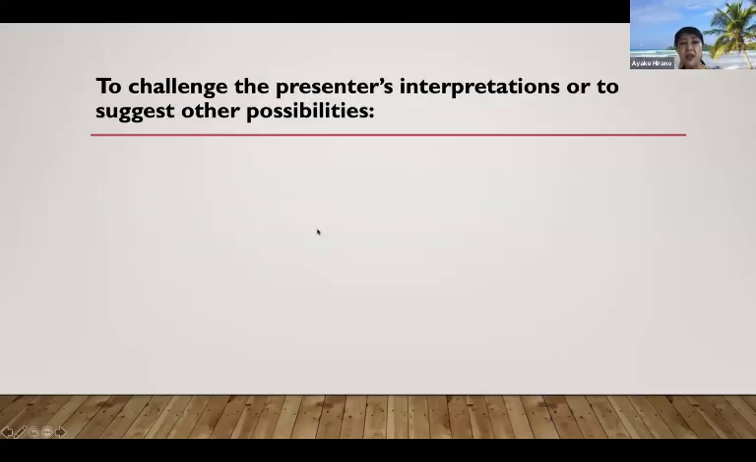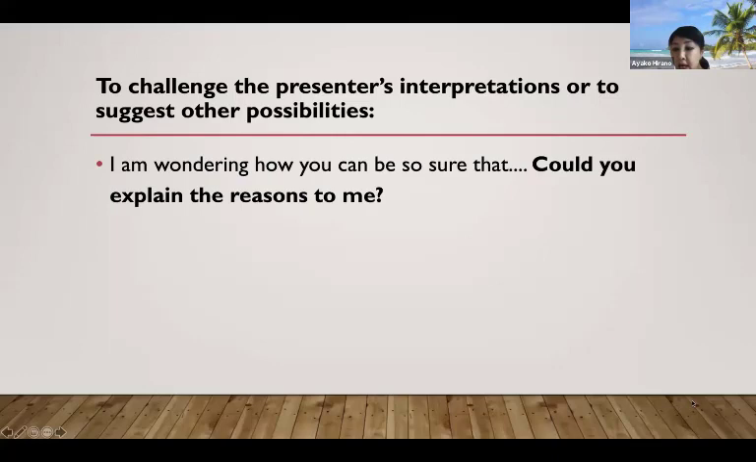Okay. And the next expression is for when you want to challenge the presenter's interpretations or suggest other possibilities. It means that if you have another idea, different from the presenter's idea, you can use this expression. Okay, can you read? Yes. I am wondering how you can be so sure that blah blah blah. Could you explain the reason to me? Okay. Do you understand this meaning? Yes.